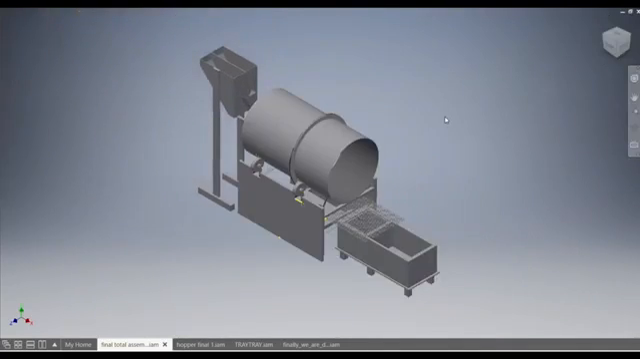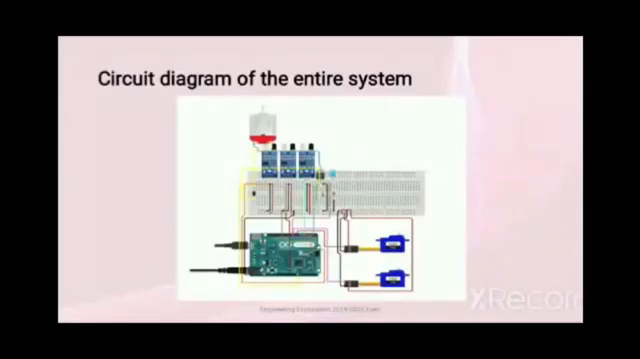So this is our virtual implementation of the seed ball making machine. Under the virtual implementation phase, we come across the circuit diagram of the entire system, which tells us about the major components involved. The major components involved here are the Arduino Mega 2560 board, an adapter of 9 volt, 2 servo motors, the breadboard to make all sorts of connections, an LED, 3 IR sensors and a DC motor.